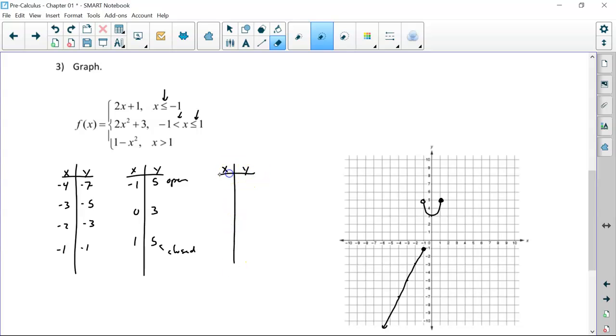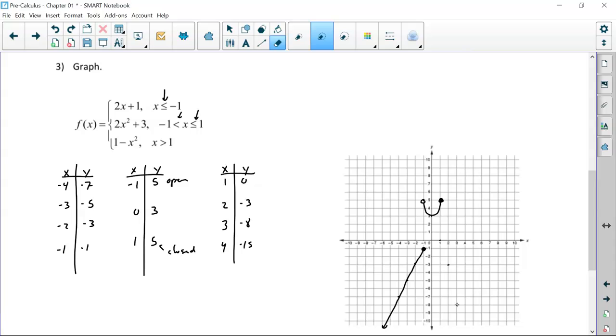And now 1 minus x squared. Once again, we'll start at 1. And then we'll do a 2, a 3, and a 4. 1 squared is 1. 1 minus 1 is 0. And then when x is 2, we're at -3, then -8, and -15. So we're at 1, 0. We're at 2, -3. We're at 3, -8.